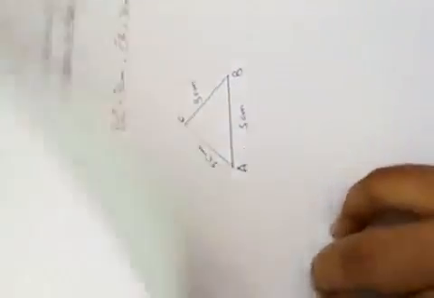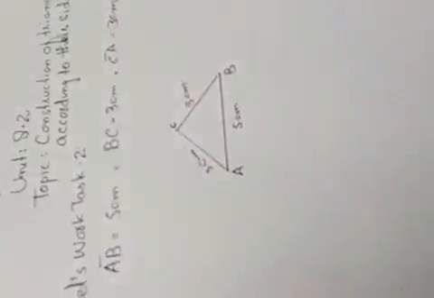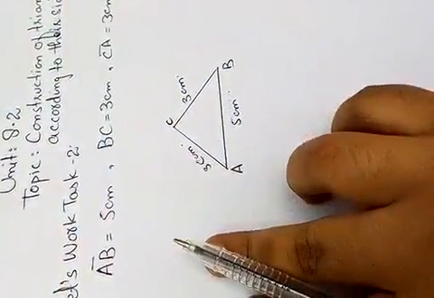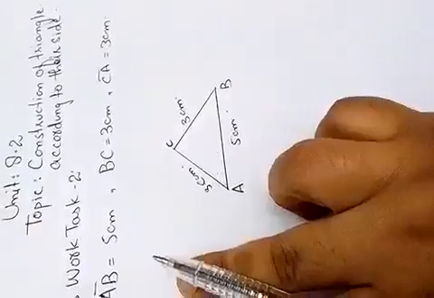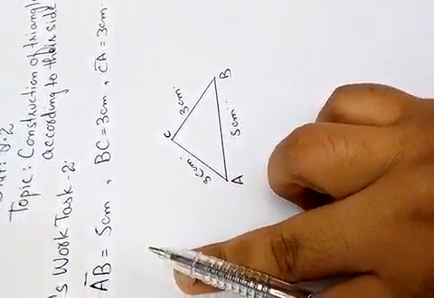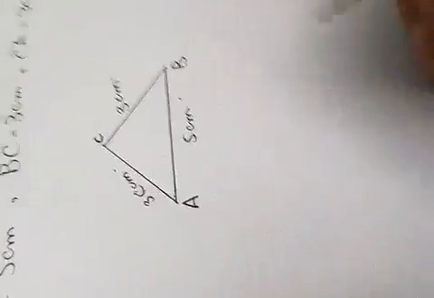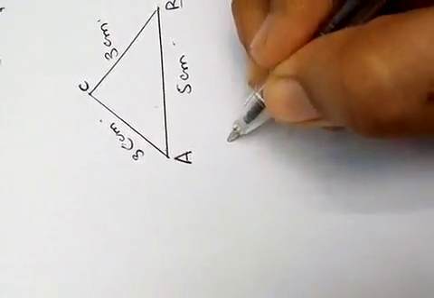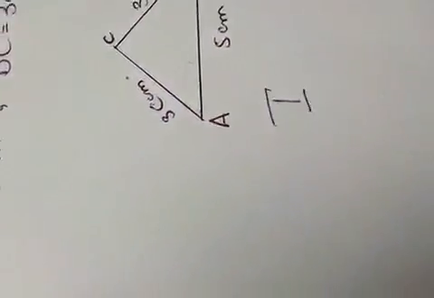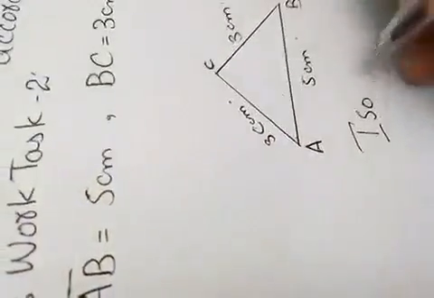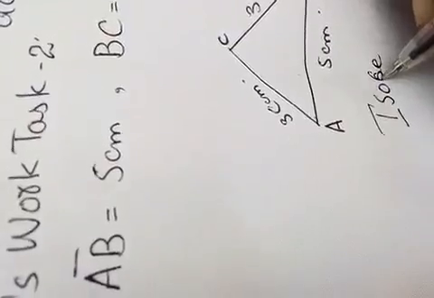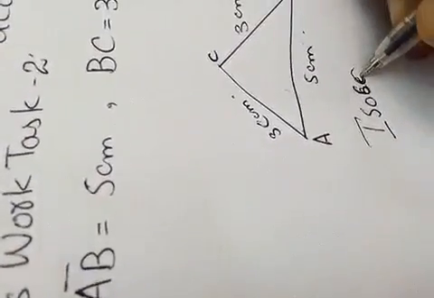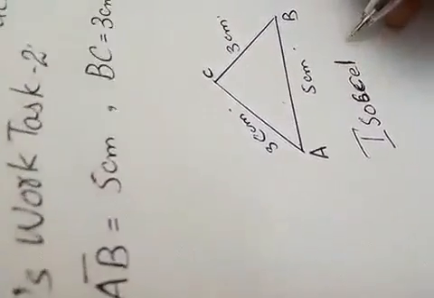Now we have to classify the triangle. We have two sides which are equal, and when we have two sides equal, the triangle is called an isosceles triangle.